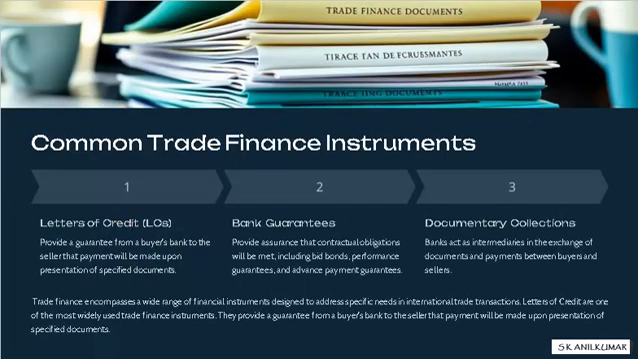Now let us turn our attention to some of the trade finance instruments. What are the common instruments? The LCs, the BGs, and the collections. Trade finance encompasses a wide range of financial instruments. These instruments are designed to address specific needs of customers in different scenarios.